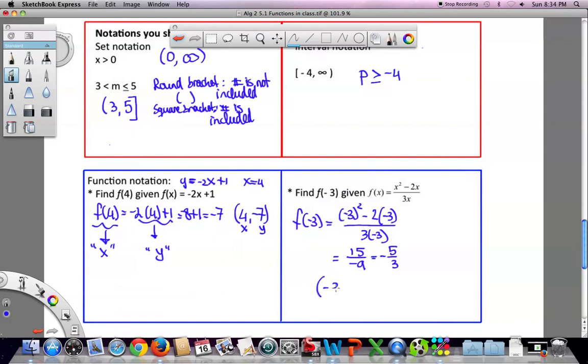So if I wrote this as an ordered pair, I would get the following, so that's the x and that's the y. By the way, that does mean that this point, x, y, so 4, negative 4 is on this line. And whatever this thing is, I'm not sure how to pronounce that function. It is somehow a function. But if I were to graph this function, then the point negative 3, negative 5 over 3 would be on the graph of that function. Okay, thank you.